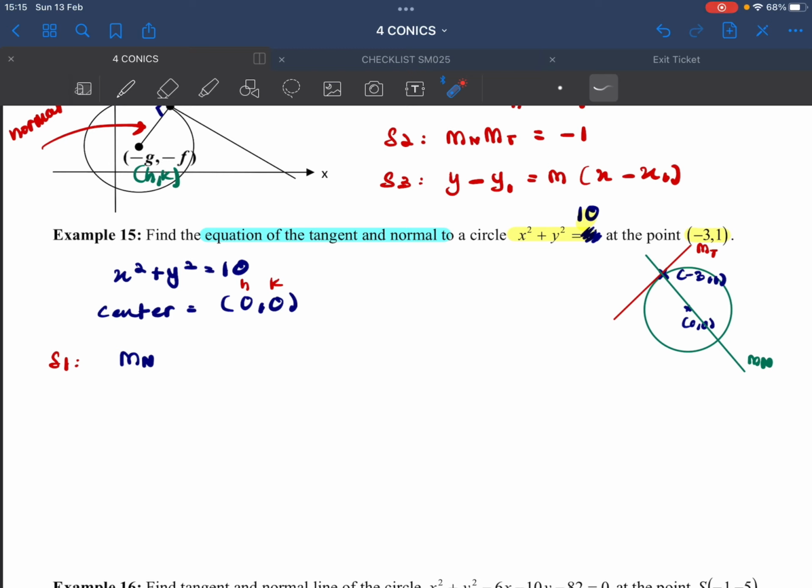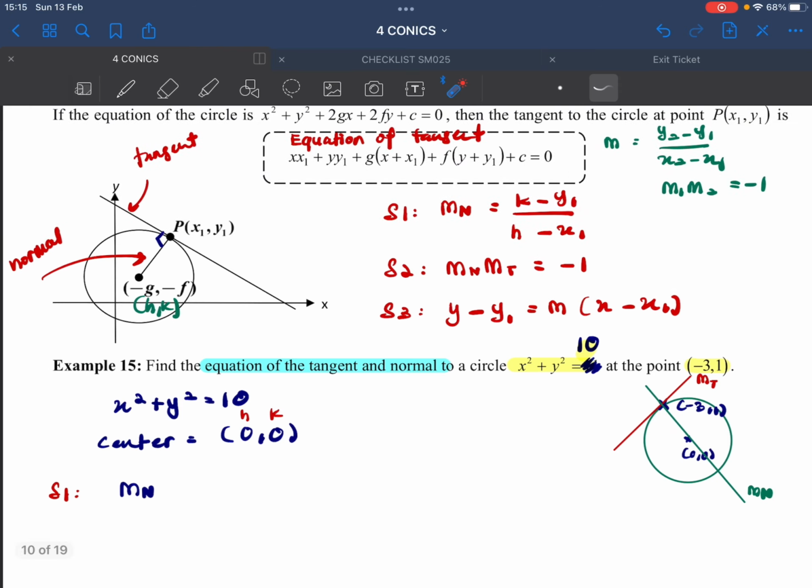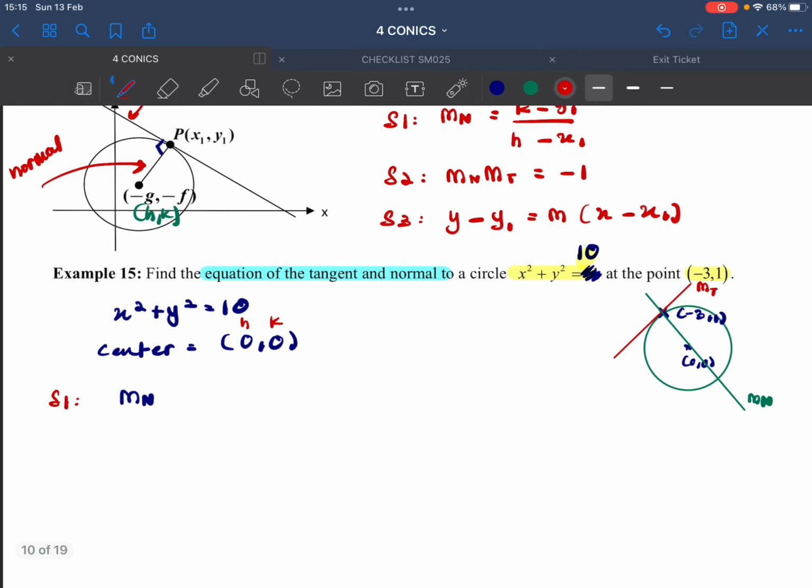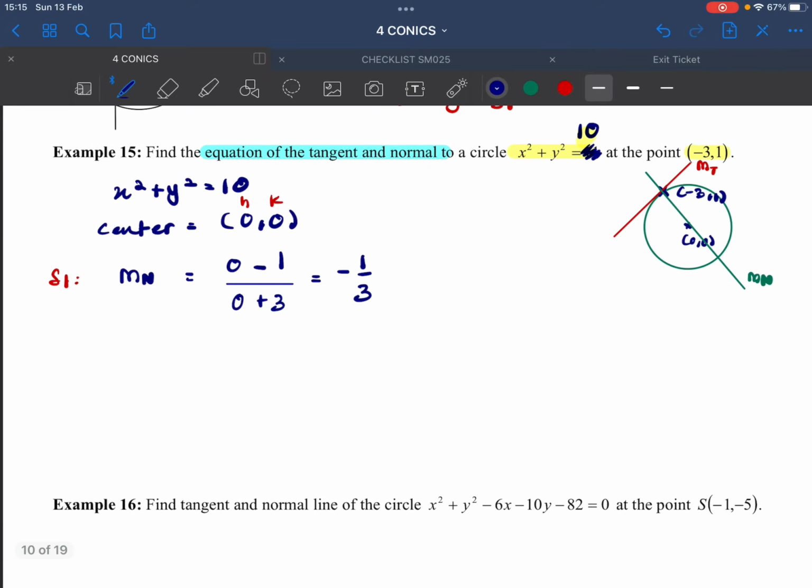So we have to use this formula, (k minus y1) over (h minus x1). We have k, which is 0, minus y, which is 1, over 0 minus negative 3. So we have plus 3 here, and we get negative 1 over 3. Automatically we have the gradient of normal, which brings us to the next step: finding the gradient of tangent.